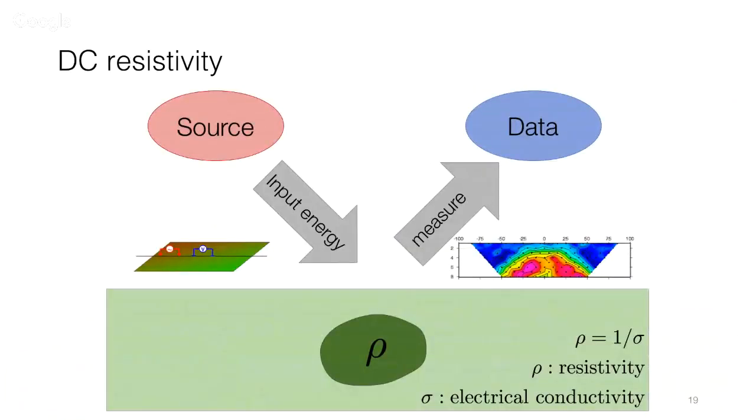Okay, so let's do something. Let's look at the DC resistivity problem. In DC resistivity, we're just concerned with either the resistivity rho or the reciprocal, electrical conductivity.